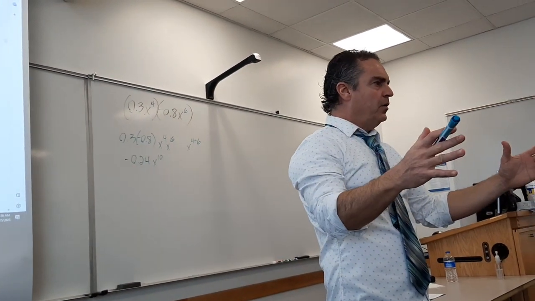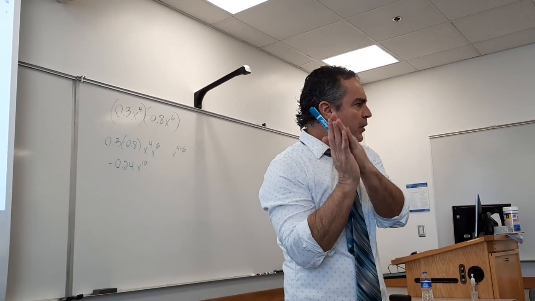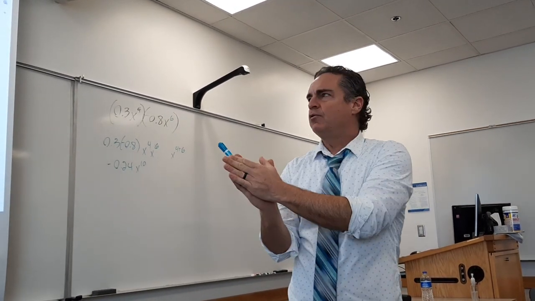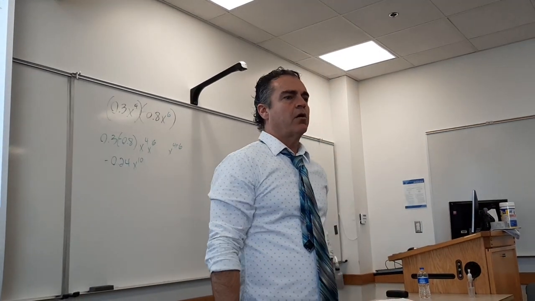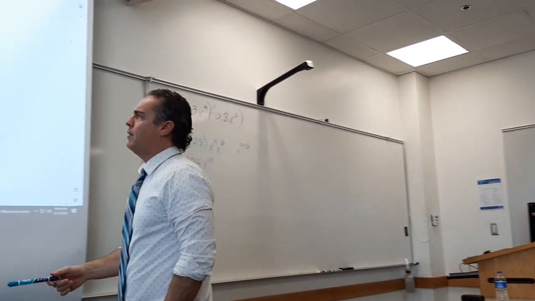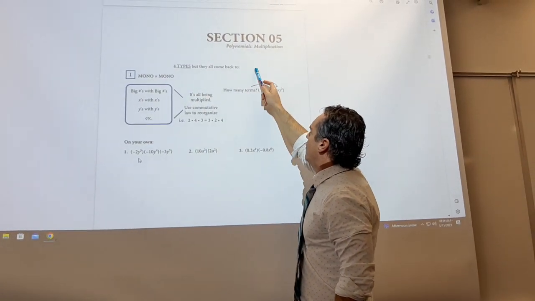Here's the deal. Everything we do in multiplication of polynomials comes back to multiplying monos times monos. If you know how to do this, you know how to do it all. But from here on out, the other 3 are about being thorough and organized. So I want you to write right here, where it says 4 times, but they all come back to mono times mono, be thorough and organized.